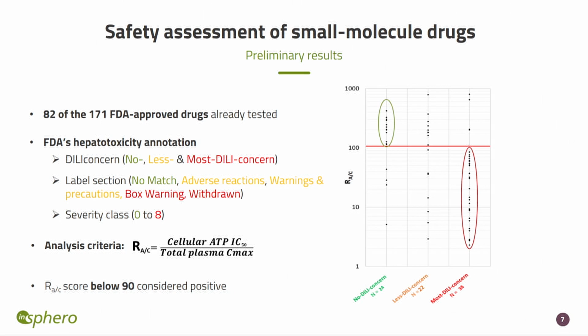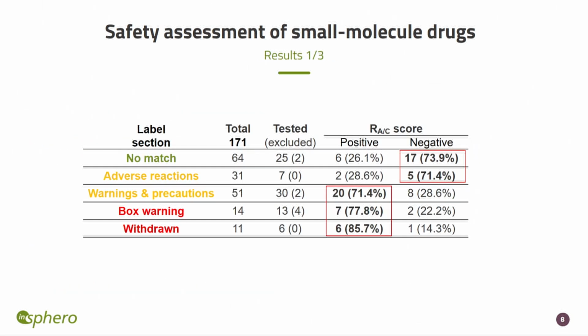When we looked at the empirical data, we could see that the distribution of the most DILI concerned drugs was different from that of the non-DILI concerned drugs. And by adding a threshold at 90-fold of the Cmax, we could separate the most DILI concerned from the no DILI concerned compounds. I've divided the result here into 3 different parts based on the different listings.